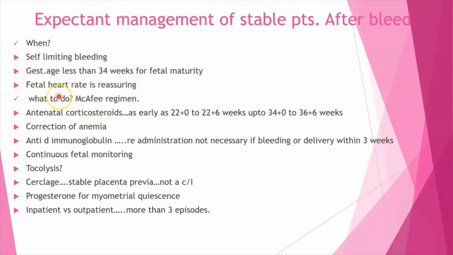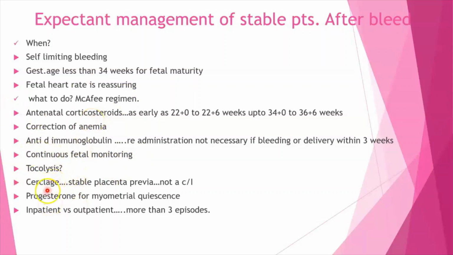And what do we do in this regimen? We give antenatal corticosteroids, which can be given as early as 22 plus 0 to 22 plus 6 weeks and up to 34 plus 0 to 36 plus 6 weeks. Correction of anemia, anti-D immunoglobulin if required, and re-administration is not necessary if bleeding or delivery occurs within 3 weeks. Continuous fetal monitoring, very important again. Tocolysis can be given up to the time of antenatal corticosteroids.